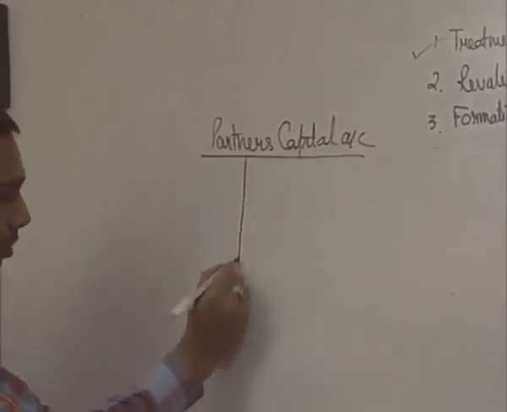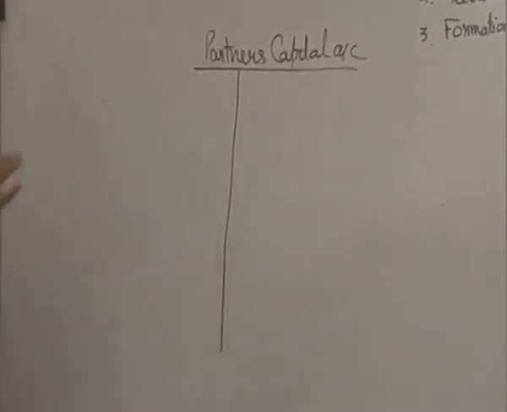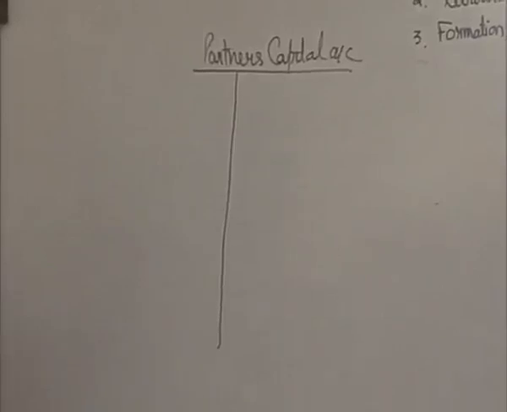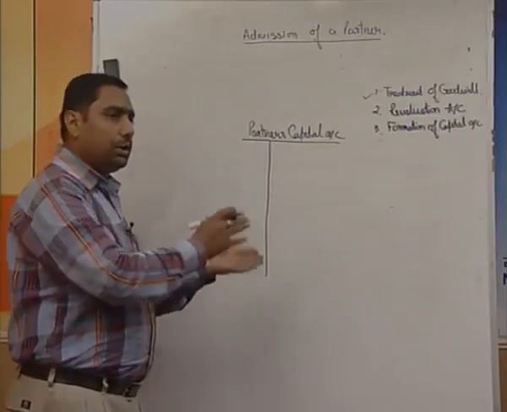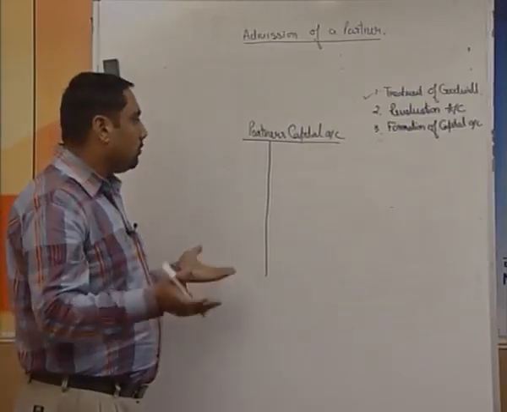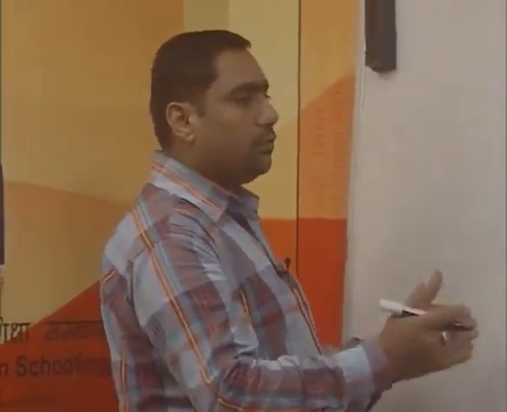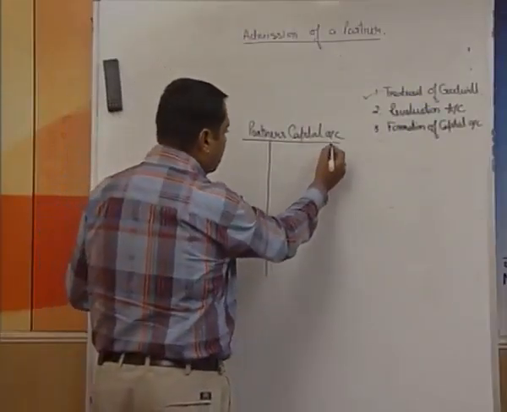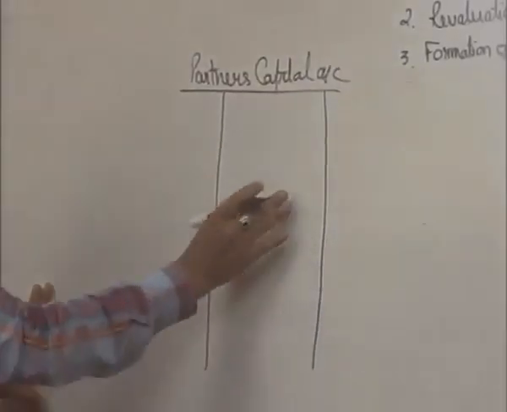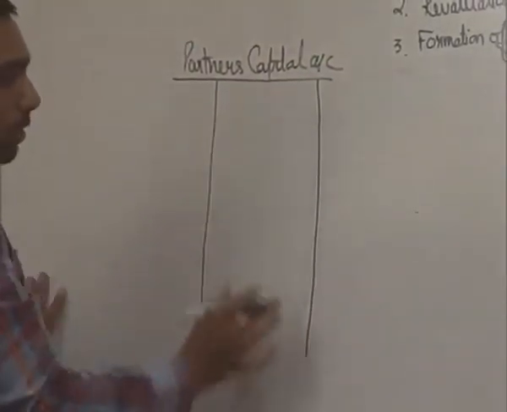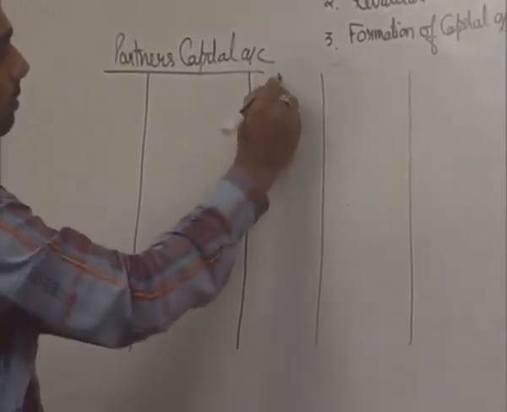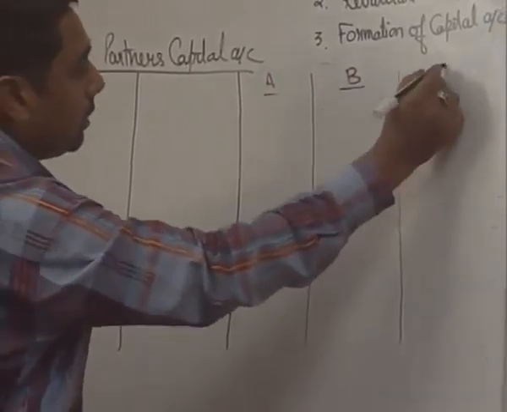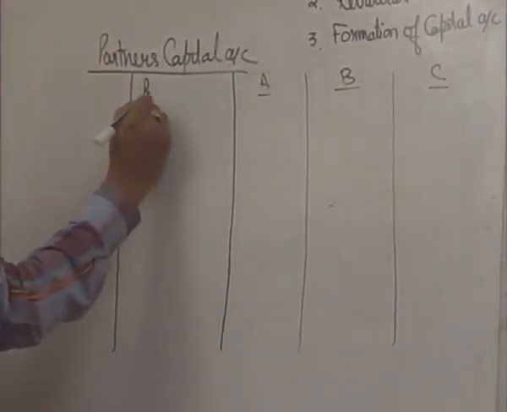first of all, make sure whether it is a capital account, fixed or current, fluctuating. In case it is fixed, then you are going to prepare two different accounts, fixed capital and a current account. In case it is fluctuating, then there is no problem, we can have one single account. So, what is going to be the exact format and what we are going to write in it? The first column is going to be for particulars, and then we are going to have the remaining columns for the names of the partners. We are taking the names as A, B, C, and this is going to be our particulars.